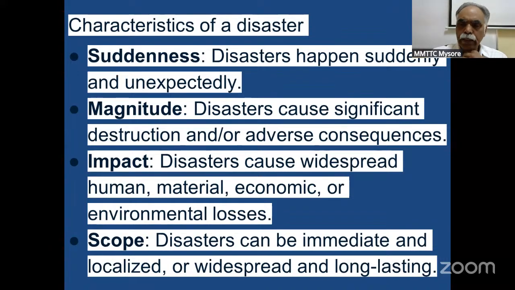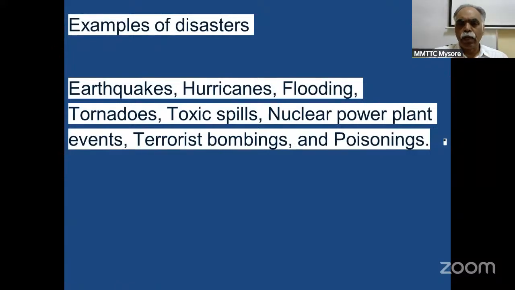So likewise, disasters have various characteristics, and examples of disasters are earthquakes, hurricanes, flooding, tornadoes, and nuclear power plant leakage, like what happened in Japan in 2011. The nuclear power plant was destroyed due to the tsunami. Actually, the earthquake hit the land, the earthquake produced the tsunami, and the tsunami hit the nuclear plant. It was unexpected. Japanese are very good at disaster management because they frequently encounter disasters.